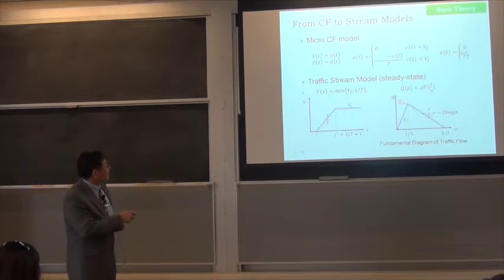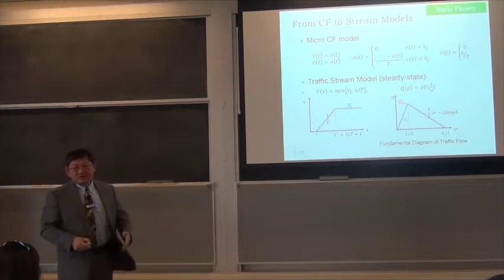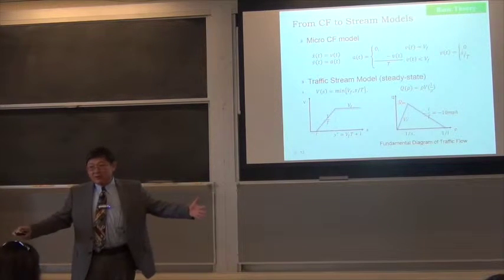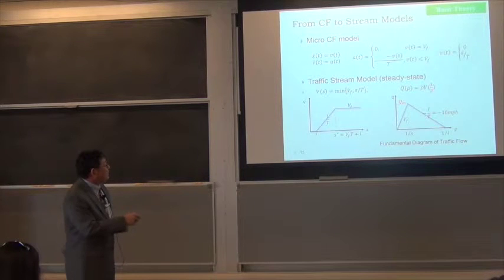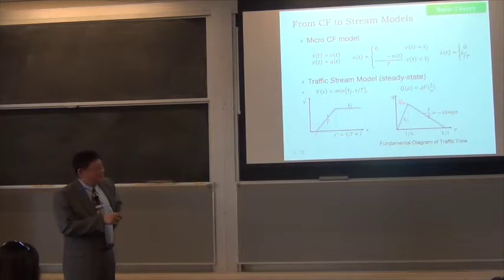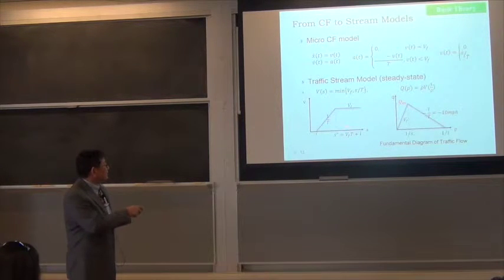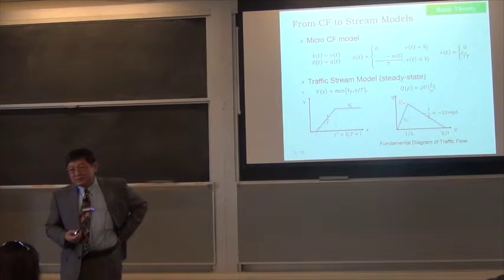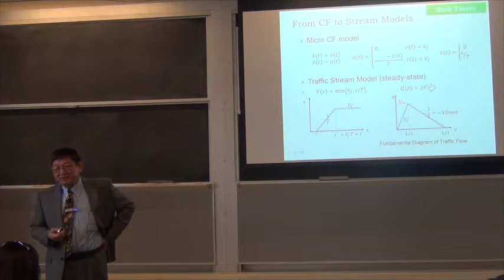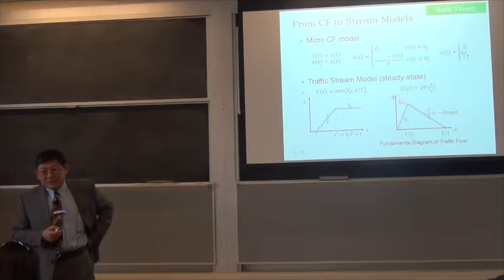And if I use 1 over spacing as the density, which is the number of vehicles per mile, then I can get this diagram which relates the density with the flow. So this gives me a triangular shape if I use this relation. And this diagram is very important to traffic flow, so people give it a term called the fundamental diagram of traffic flow.